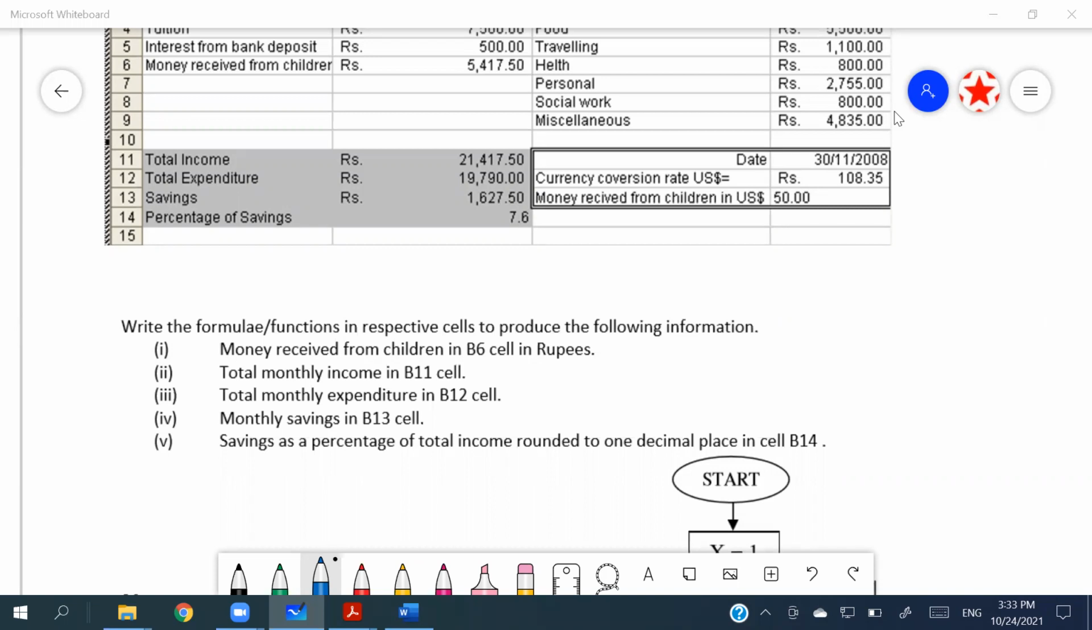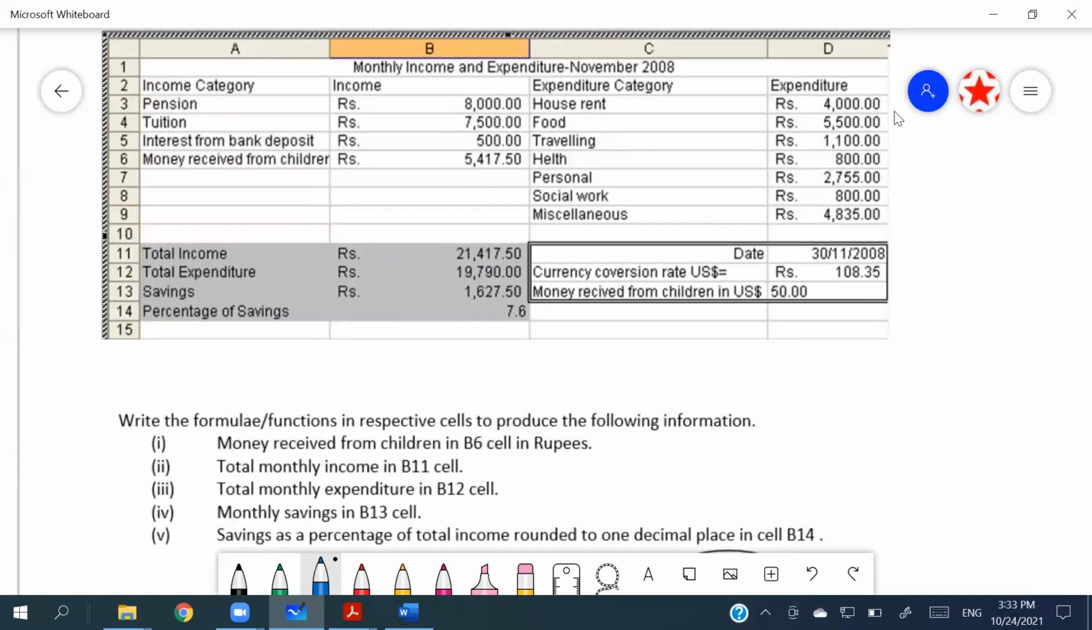So write the formulas or functions in the respective cells to produce the following information. It says, money received from the children in B6 cell in rupees. Now the B6 cell is somewhere right over here. If you go through the Excel sheet, it has a heading, monthly income and expenditures. Incomes are given on the left-hand side and the expenses on the right-hand side, right? Total income is taken to this point, total expenditure to this point, and reducing expenditures from income gives you the saving, and the percentage is calculated according to the income that is being taken, right?